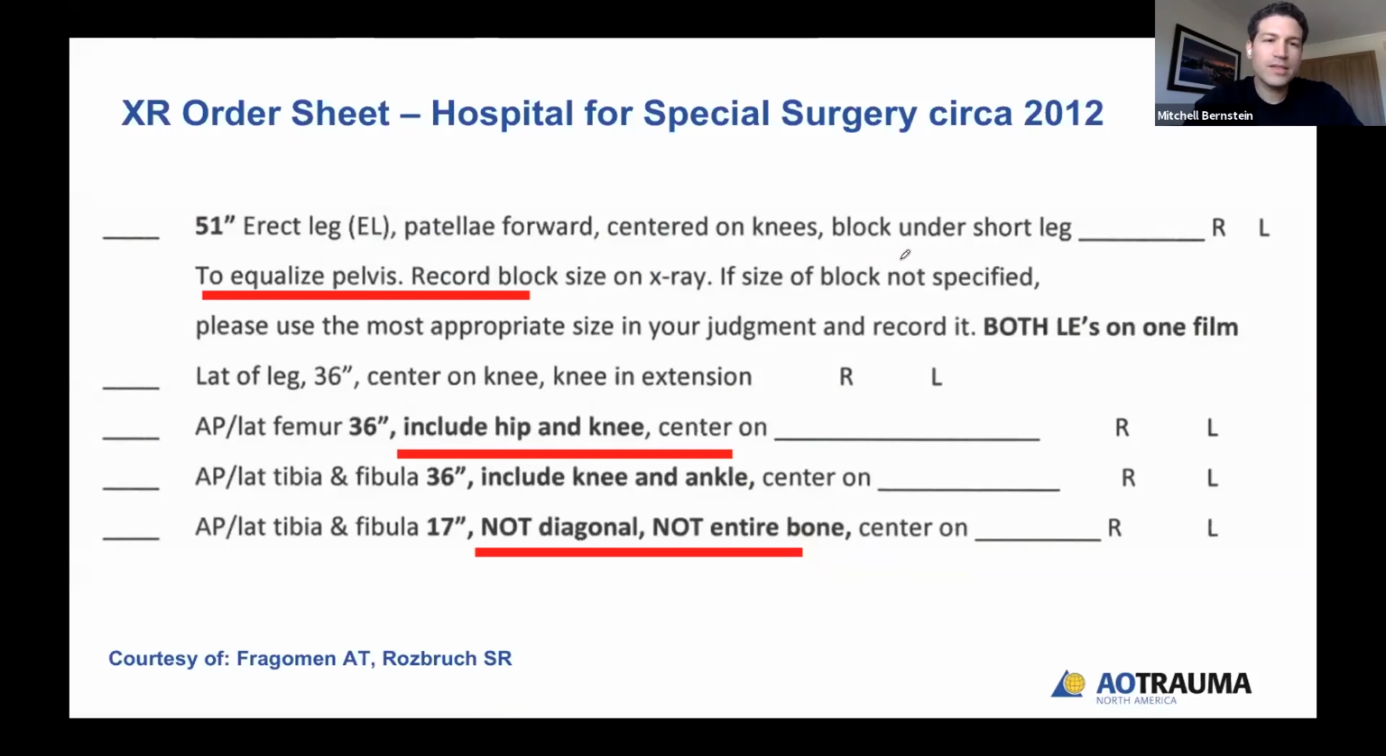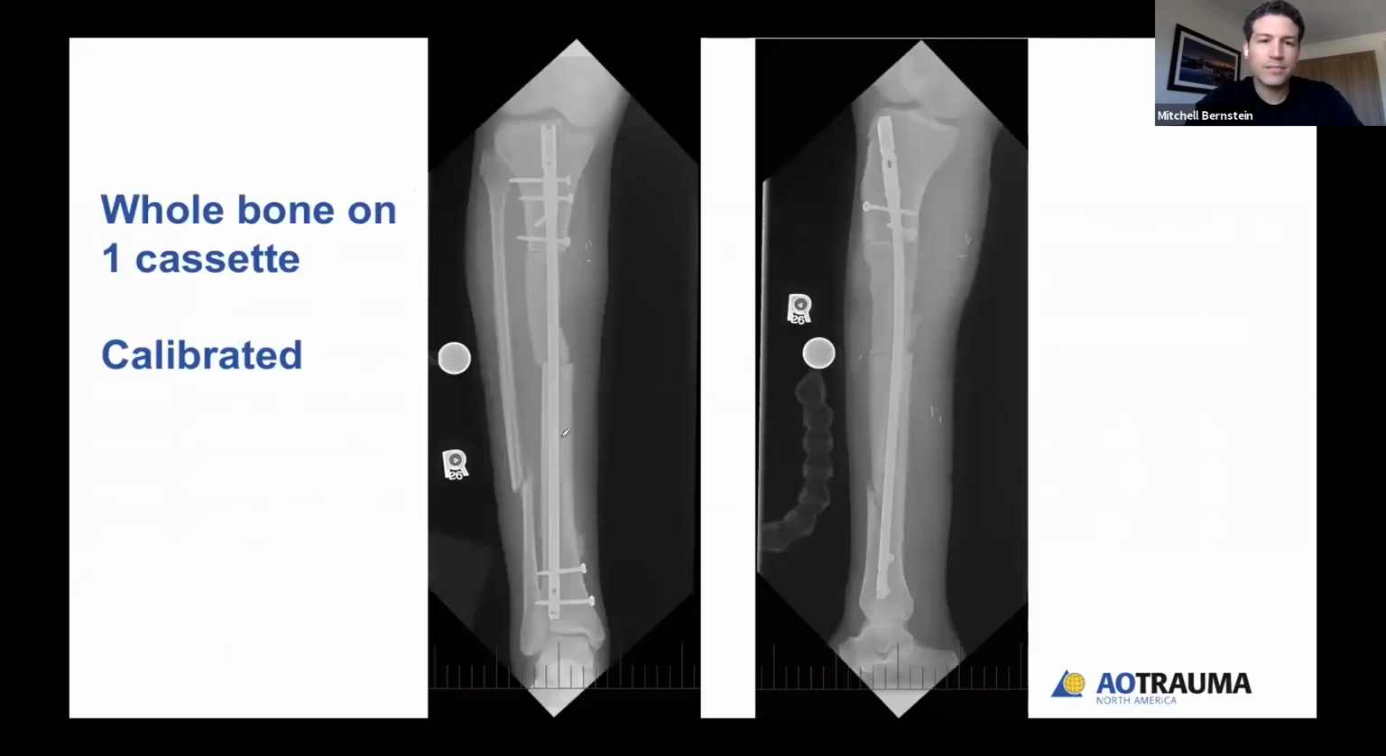So the first one is the standing hip to ankle x-ray, and you can see you're telling the tech to have the patellas forward, to be centered on the knees. In that case, it's a little bit older technology. If the patient has a block, what block is under which leg, make sure the pelvis is equalized. Similarly, if you're doing femur x-rays, you want the whole bone on one cassette, you want them calibrated, and you may ask them to center on one joint or the other.